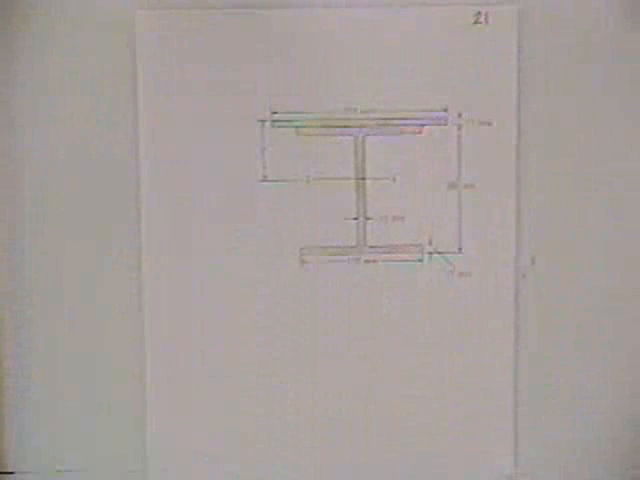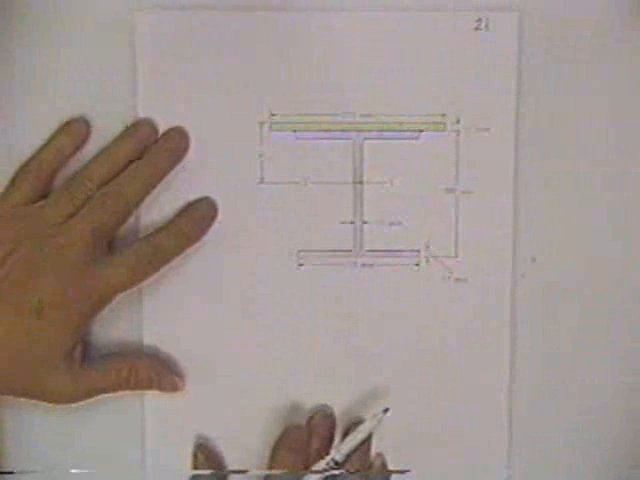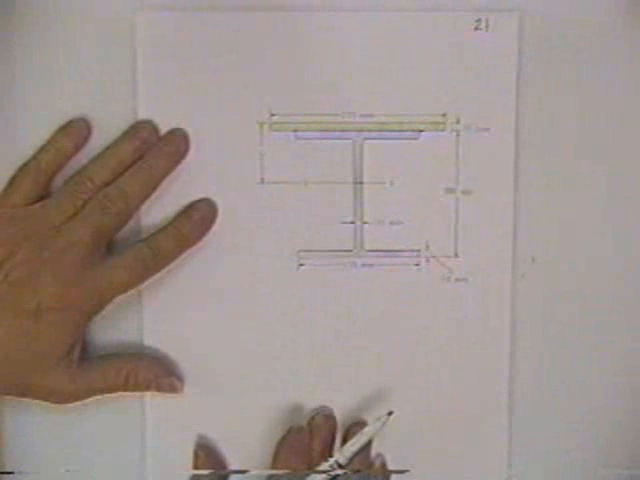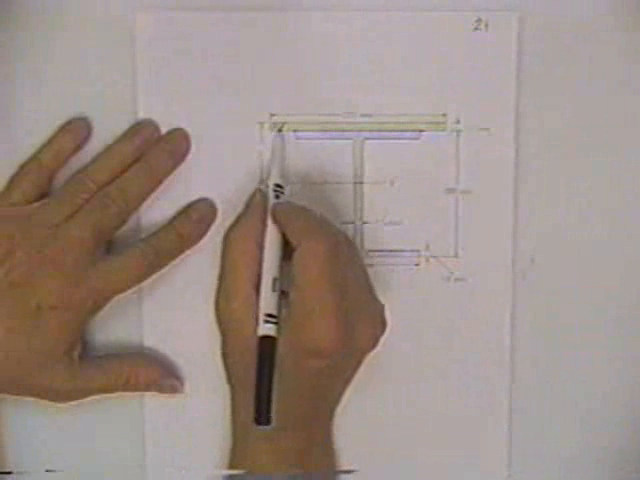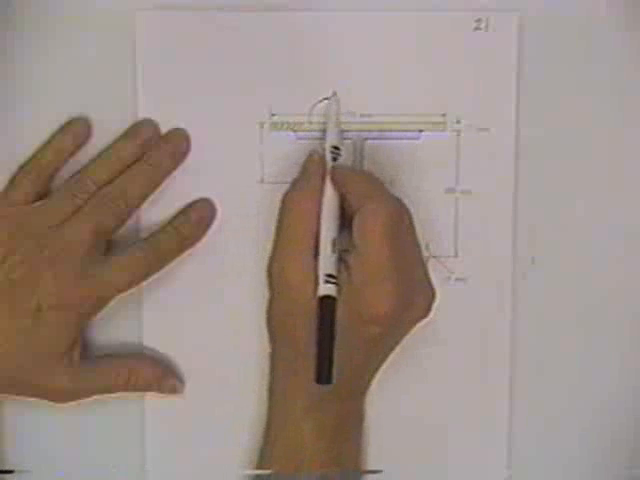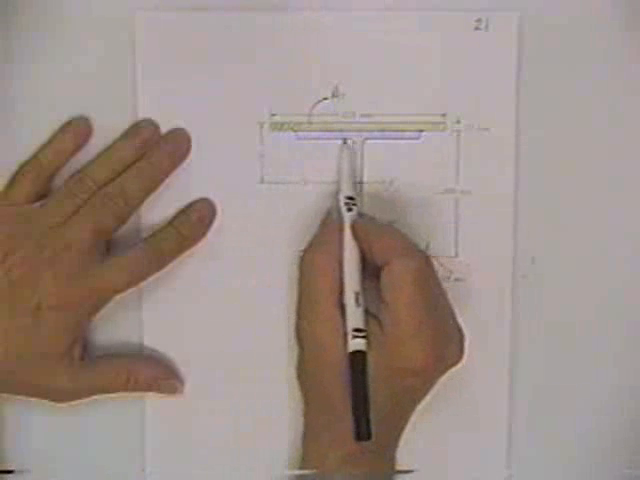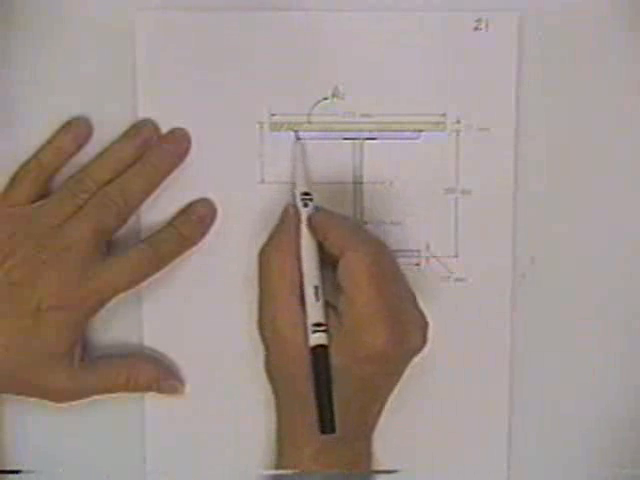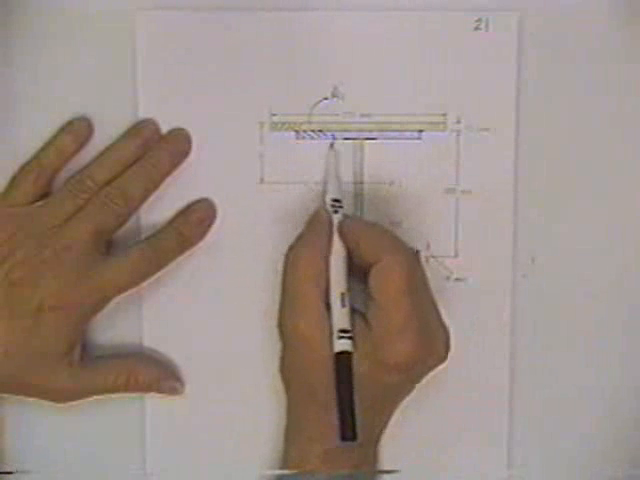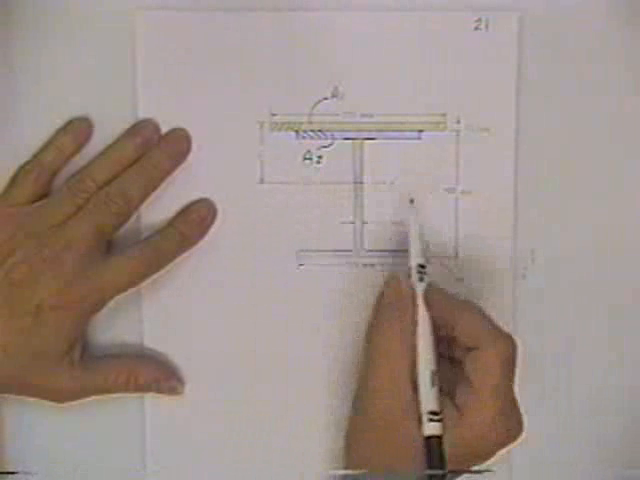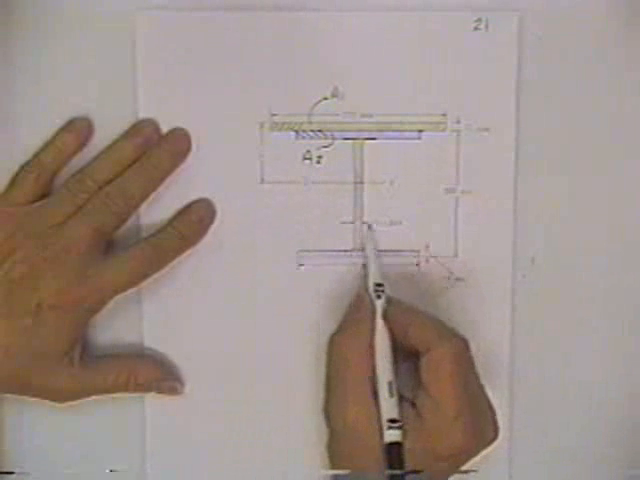Alright, the next one works the same way. It is an I-beam that somebody has put a cover plate on top of. Your job would be to divide this up into area 1 that you understand. You could omit these little radiuses. Area 2, which you understand fully. Area 3.